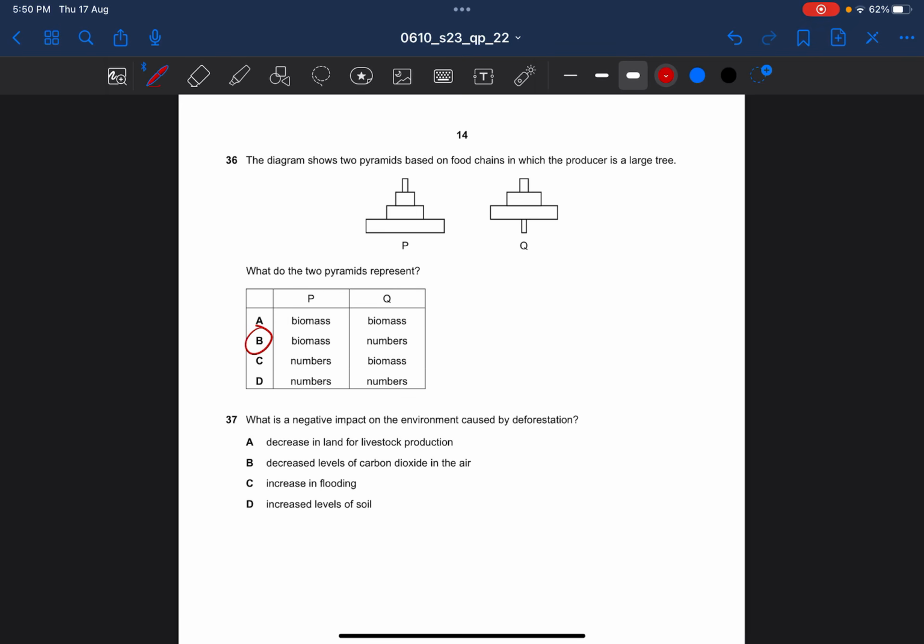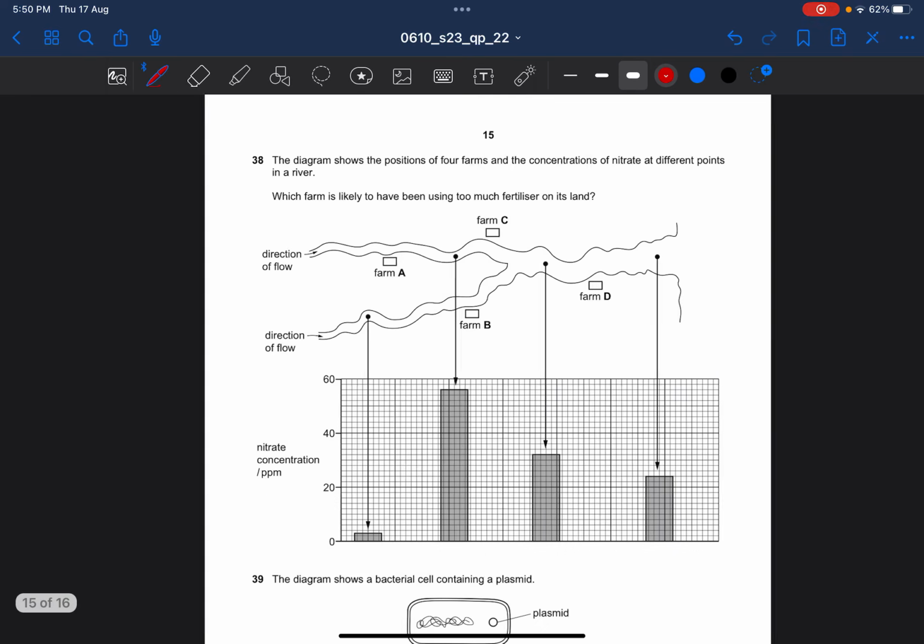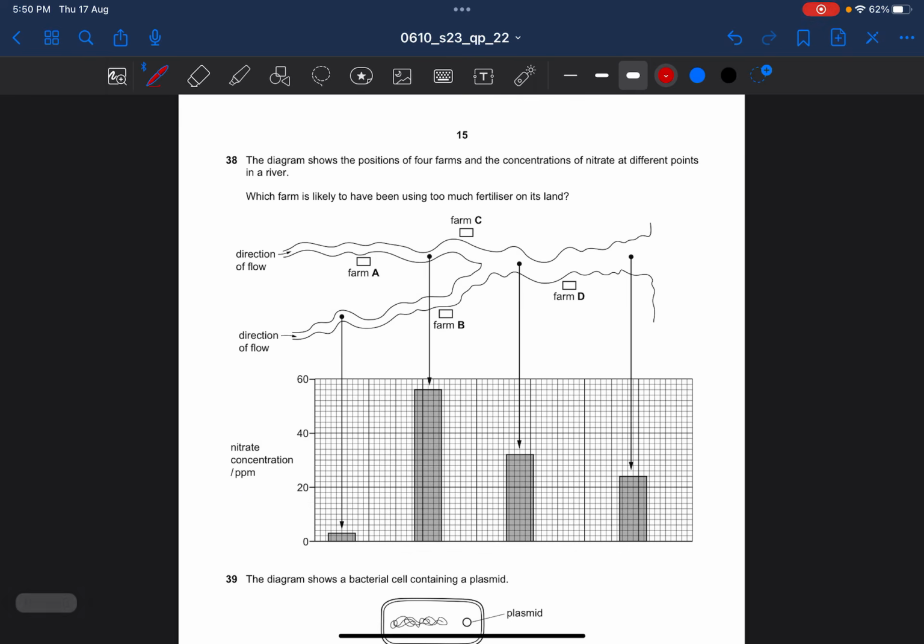Okay. Question 37. What is a negative impact on the environment that is caused by deforestation? So the negative impact is that there will be an increase in flooding. Okay. Question 38. Okay, this is a past year paper question from 2016, if I'm not mistaken. So the diagram shows the position of 4 farms and the concentration of nitrate at different points in a river. Which farm is likely to have been using too much fertilizer on its land?